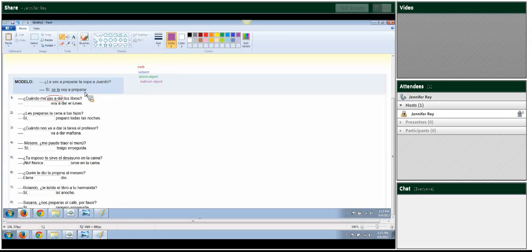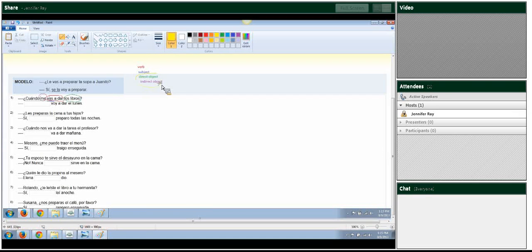And then you ask yourself, who's doing the giving? The person who's doing the giving is you because of the AS on the verb. What is the person giving? The person is giving books. And to whom are they being given? Me. That's your indirect object.